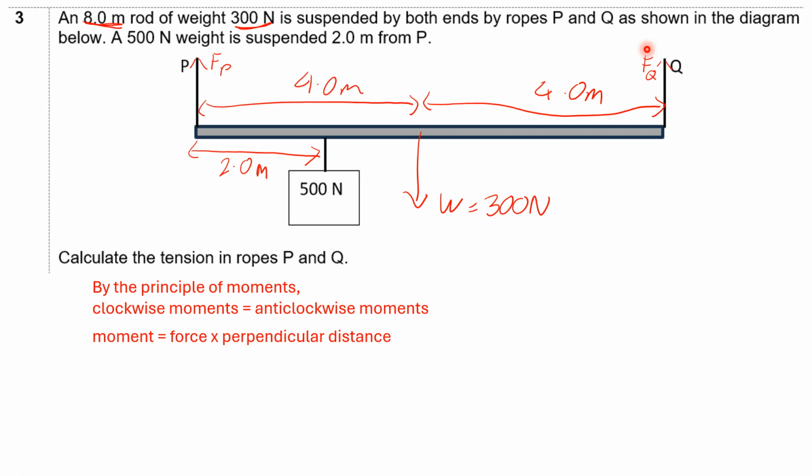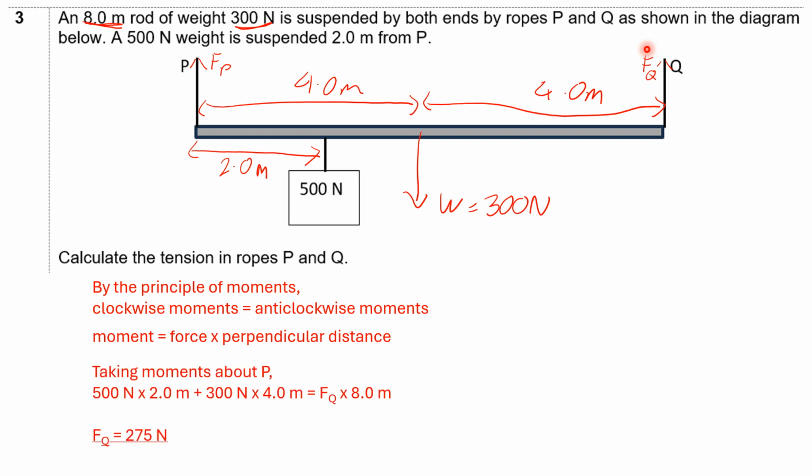So what we're going to do is to take one pivot in which either Fp or Fq does not have a moment. So we only have one unknown in it. So let's say we take the moments about P over here. Let me just mark that out to make it very, very clear. We take moments about this point, P, and then we need to find our clockwise moments and our anti-clockwise moments.